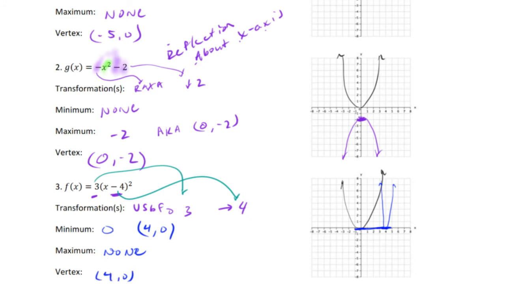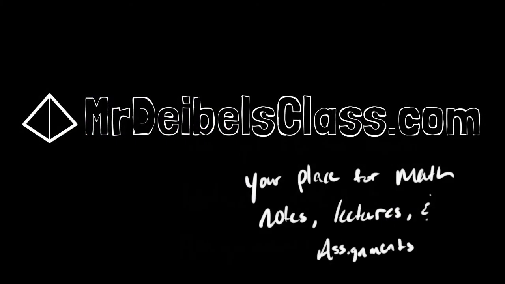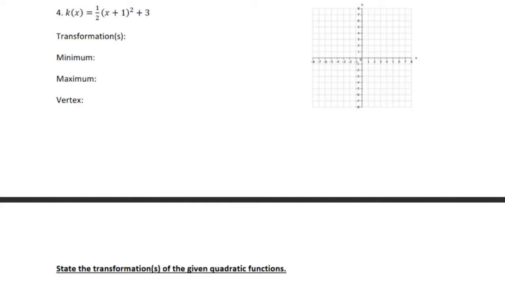Now, let me switch to the next slide here, because I'm having to break this down into several different pieces. So next up, we've got this one. Okay, so number 4. We've got the 1/2. I'm going to highlight everything that changes the graph. The 1/2 changes the graph. The +1 changes the graph. And the +3 changes the graph.